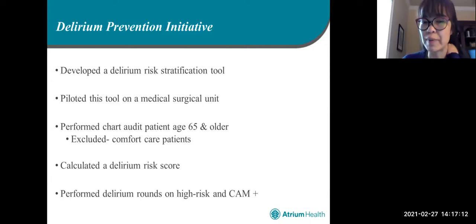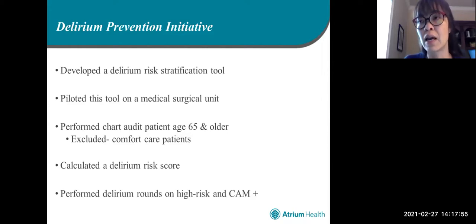How do I use this tool? Every day I perform chart audits on patients aged 65 and older. I look through the history, the labs, their medications, and physical therapy notes. So it's pretty detailed and very time intensive. After that, I calculate a delirium risk score. I enter the patient's risk factors into a database that I created, and at the end it gives me a score. I use this score to round on patients at high risk.